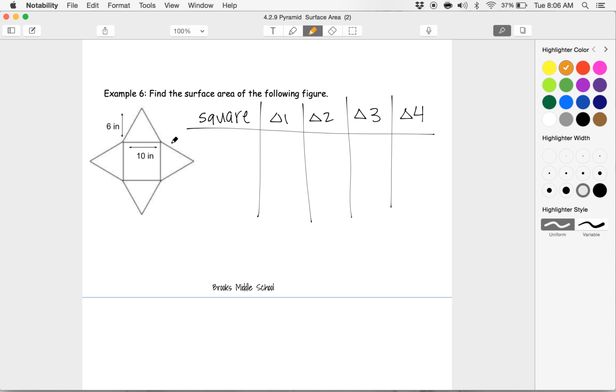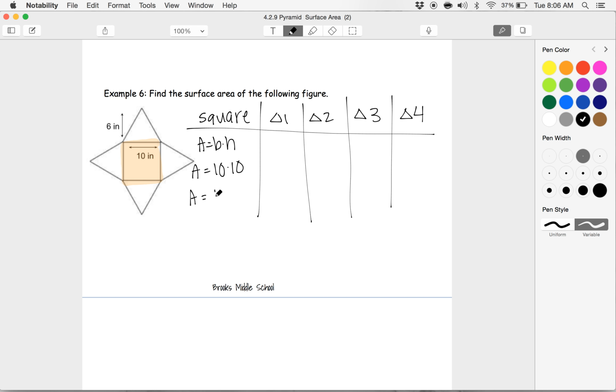Let's start with this square, this guy right here. Looks like he's got a base and a height of 10. Area equals base times height. Area equals 10 times 10. So that's going to give me 100. Okay, now it's time to do the triangles.